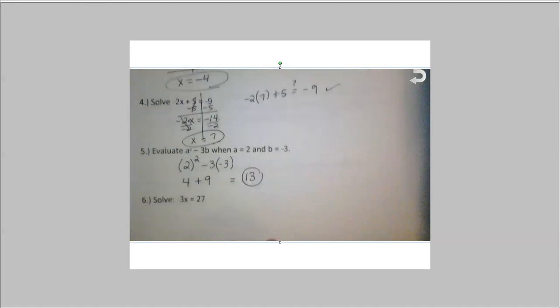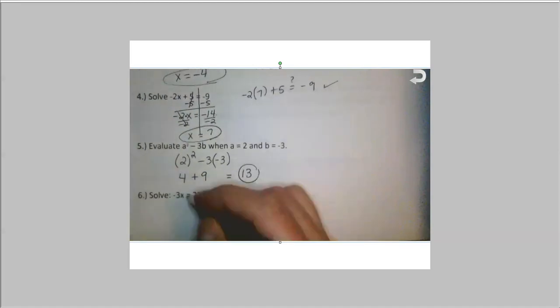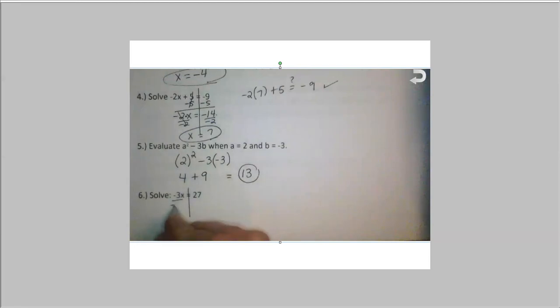Number 6, we've got negative 3 times x equals 27. The opposite of multiplication is division. So I'm dividing 27 by negative 3, and that will equal a negative 9.